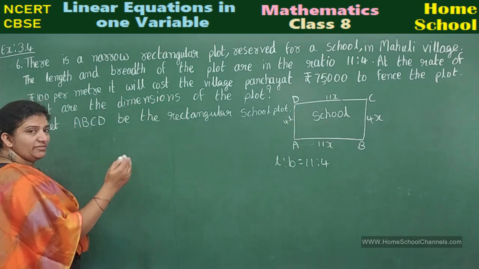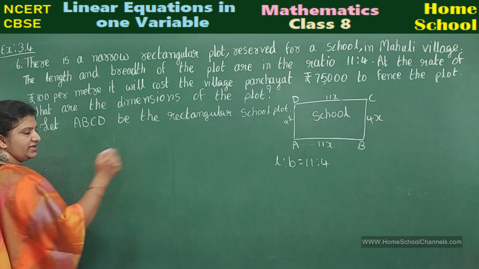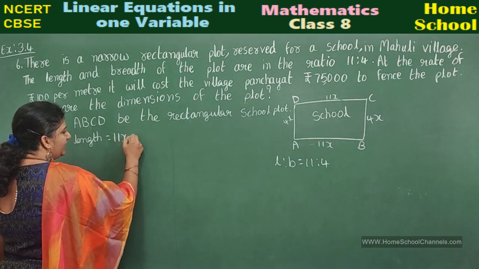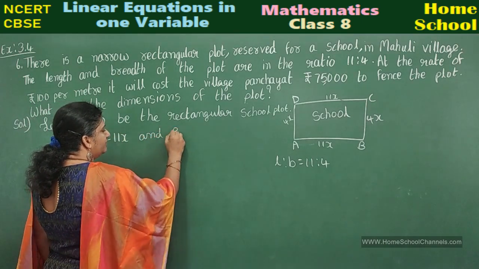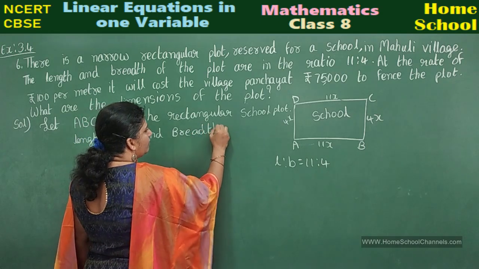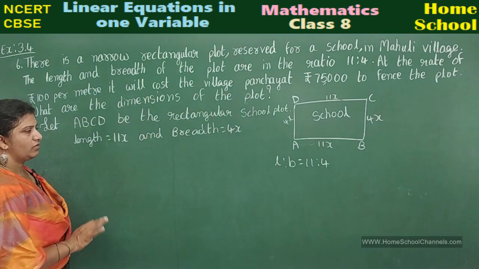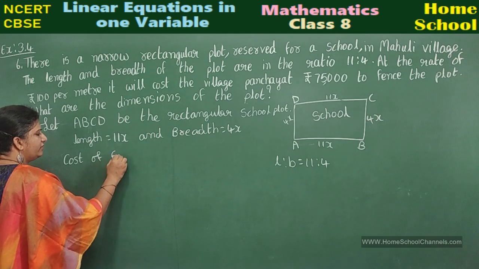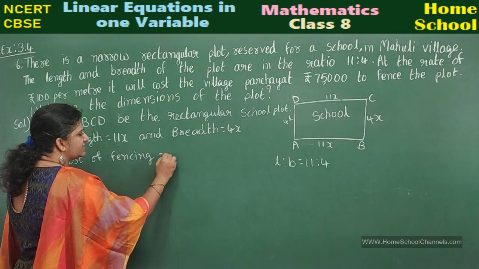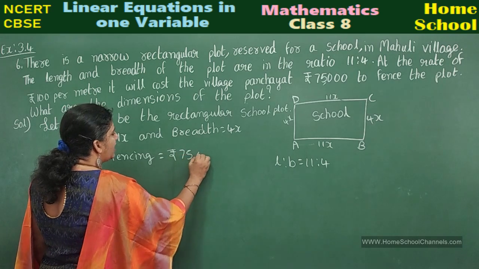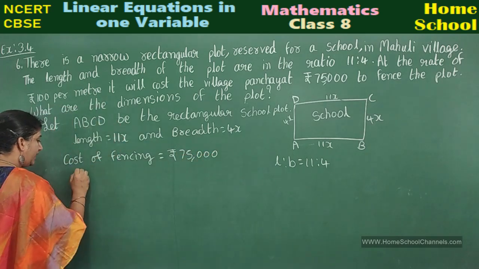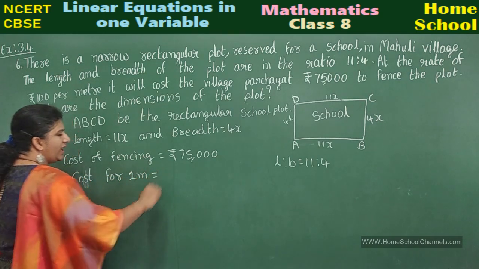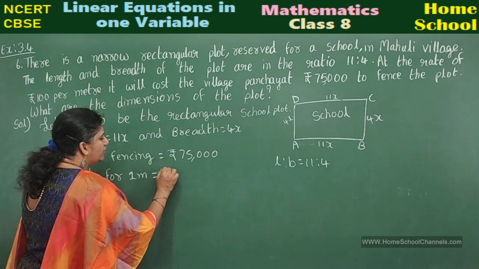Their dimensions are in the ratio 11:4. Therefore, what can you say? Length is equal to 11x and breadth is equal to 4x. And we know the cost of fencing. Cost of fencing is how much? Rupees 75,000. And we know the cost for 1 meter. 1 meter cost is how much? 100 rupees.